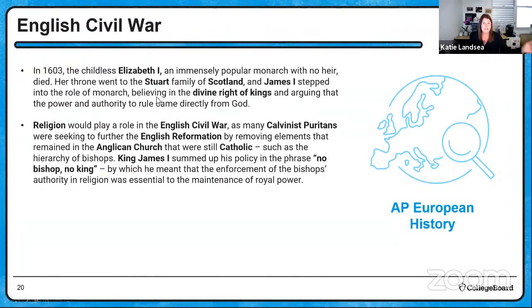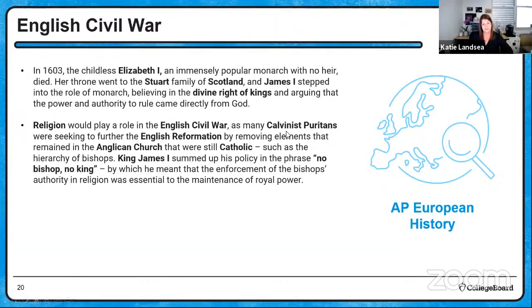And like Louis XIV, he believes in the divine right of kings. He believes that his power to rule comes from God, and he doesn't necessarily want to share his power. He believes that the power comes directly from God, and that nobody, including Parliament, should be able to interfere with that. So religion is also going to play a role in the English Civil War.